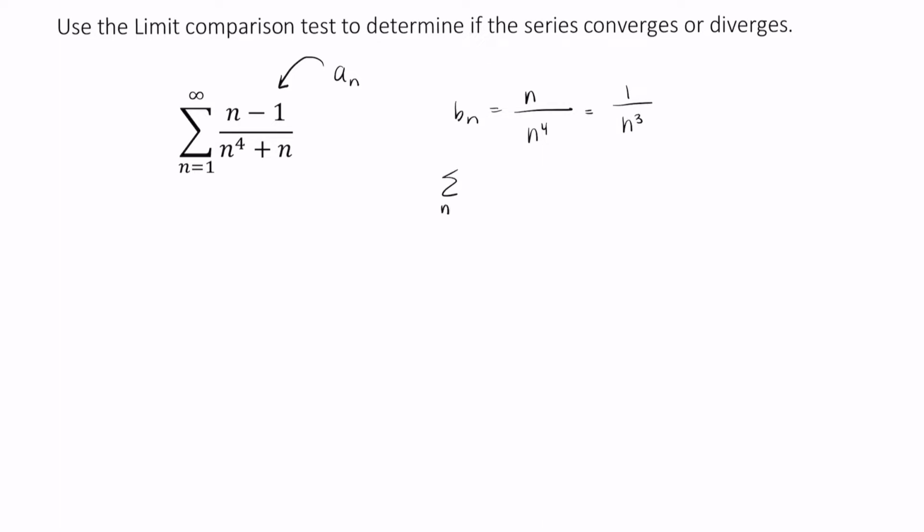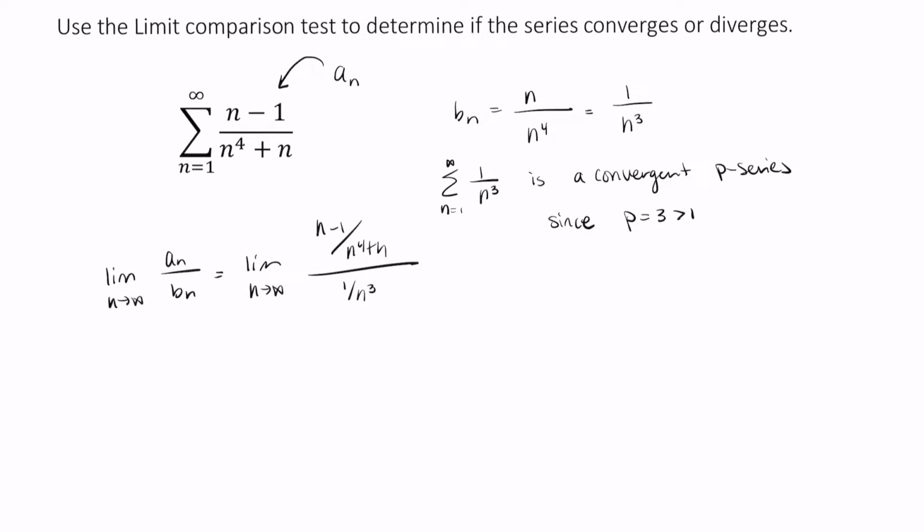And we all know by now that this series is a convergent p series, since p here is 3, which is greater than 1. Okay, so now I know my series to compare this to, so I need to set up this limit. So there it is. There is my limit. And let me simplify this a bit, that is, rewrite it algebraically. It would be in your best interest to pause the video and try it yourself now.